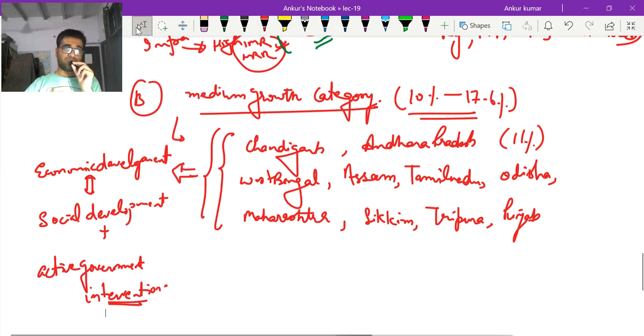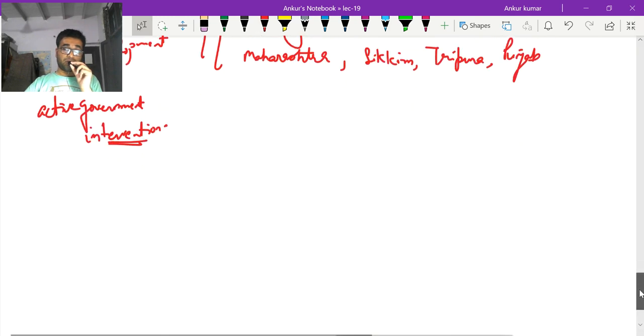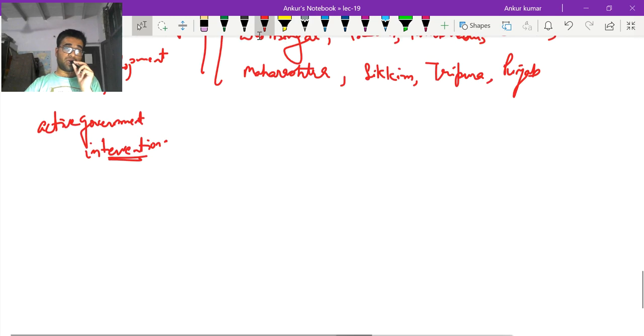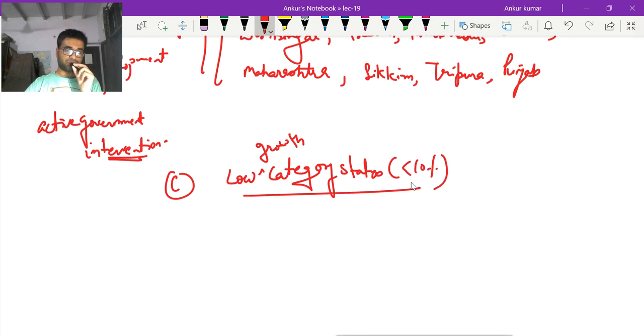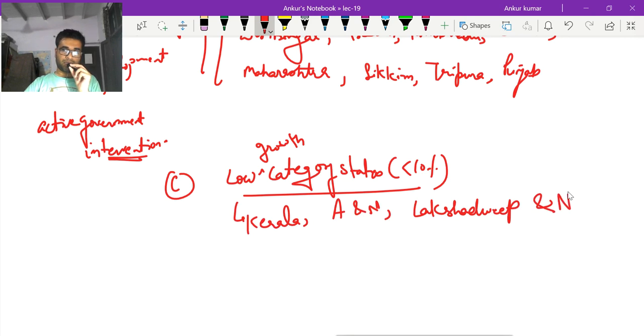Moving on to the category C states, where the population growth was less than 10%. So category C states, the low category states, as they are called, low growth category states, right? That is less than 10% population growth. These include Kerala, okay, Andaman Nicobar, Lakshadweep, and Nagaland, right?